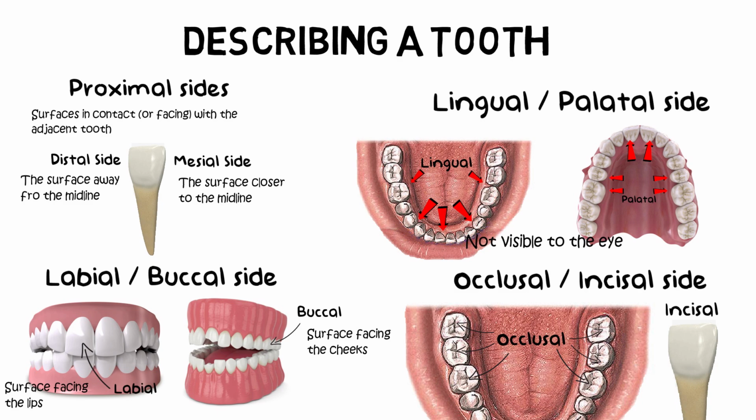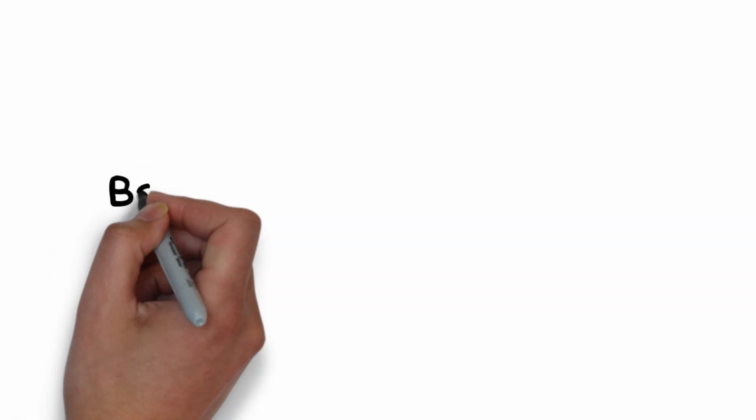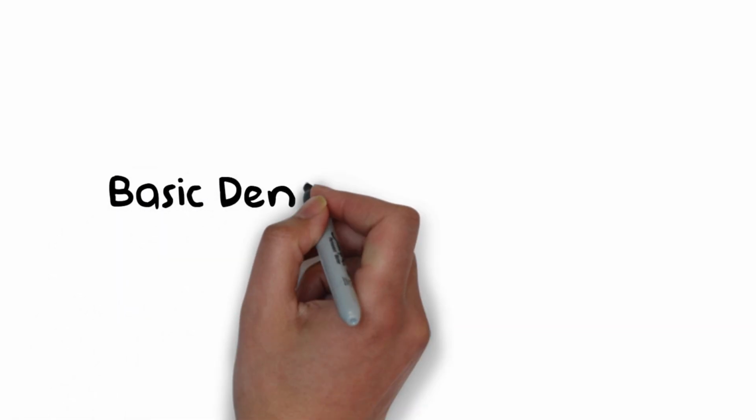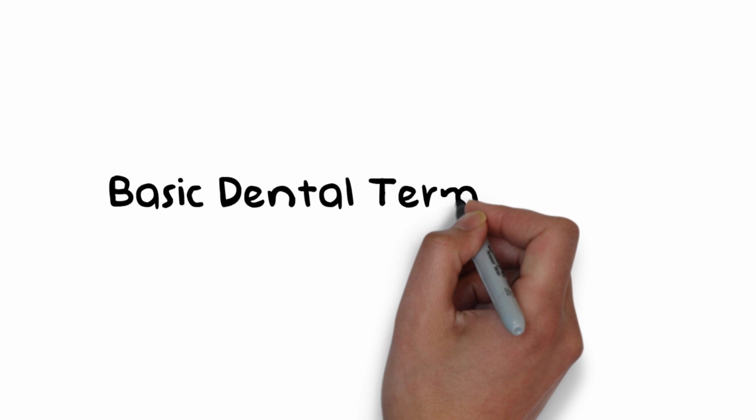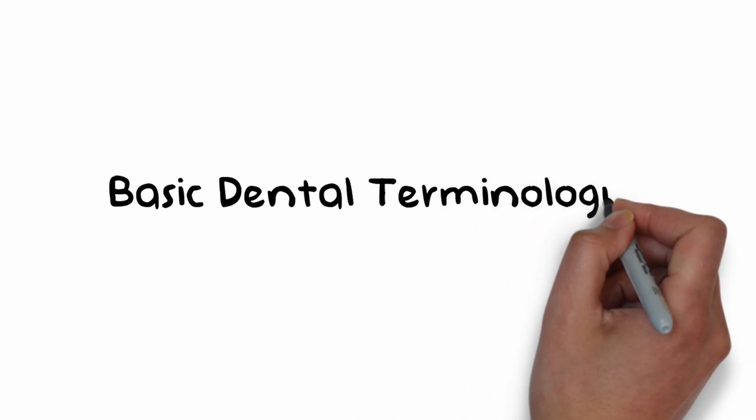The knowledge about these various surfaces is extremely important in order to not only identify, understand, and reproduce the anatomy of a tooth, but also to be able to understand the more depth knowledge about dentistry itself. So this was a very basic outline of the most basic terms used in dentistry. I will be discussing more of such terminologies in my future videos, so make sure to check them out.